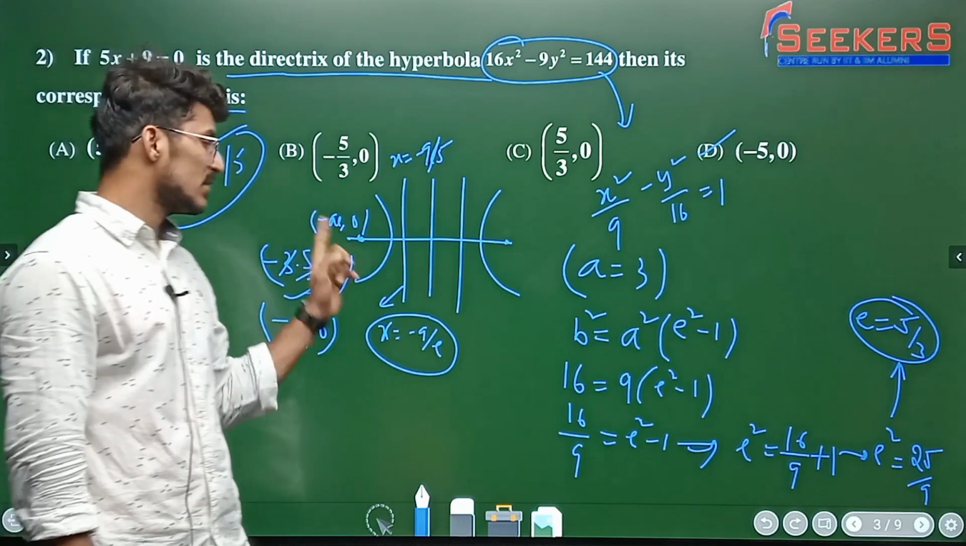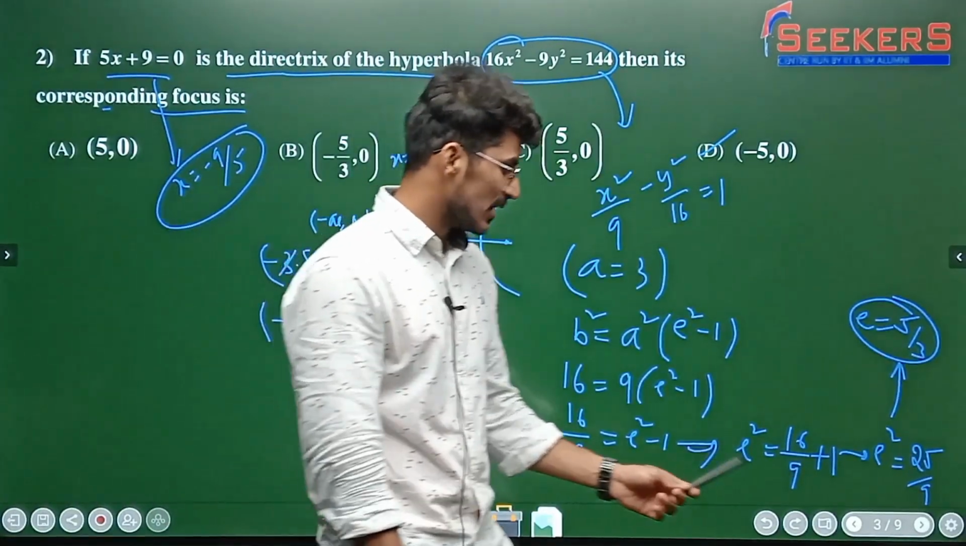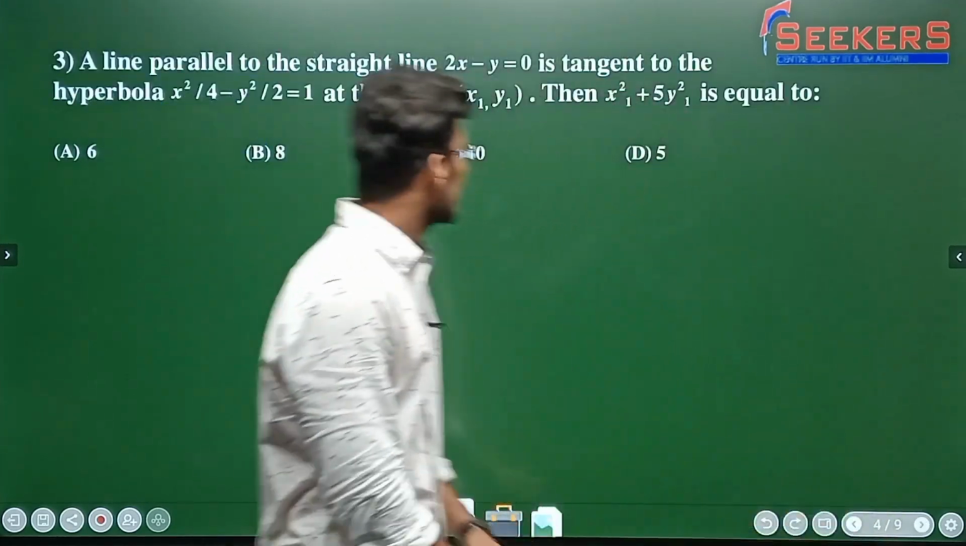Initially I might have written a here. That is not a, that is ae. Minus ae, right? So minus 5 comma 0 is the answer. Next we'll go forward to the next question.